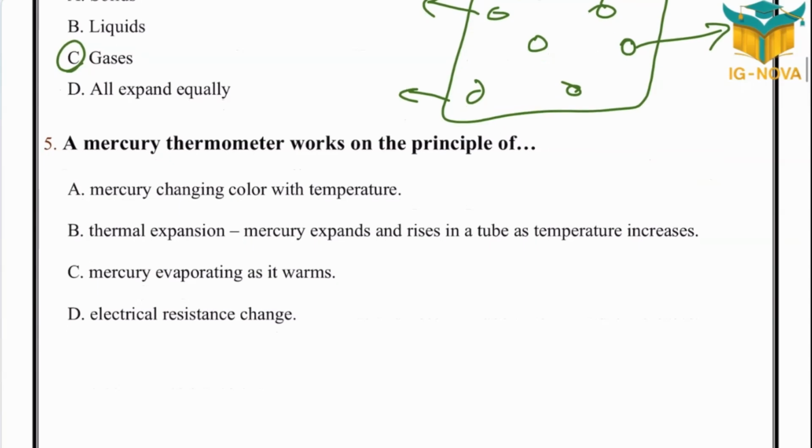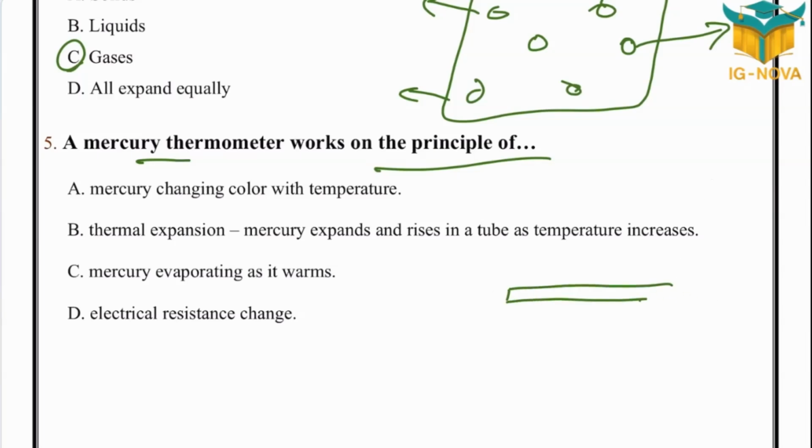Question 5. A mercury thermometer works on the principle of, as we explained before, changing volume. The mercury bulb here expands by the expanding of the volume of the mercury itself. So is mercury changing color with temperature? No. Thermal expansion? Yes, mercury expands and rises when the temperature increases. I'm going to go for B.